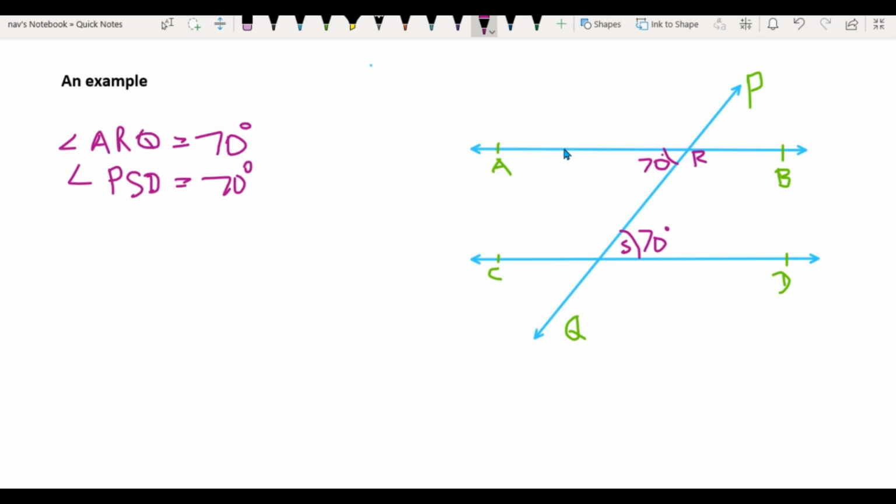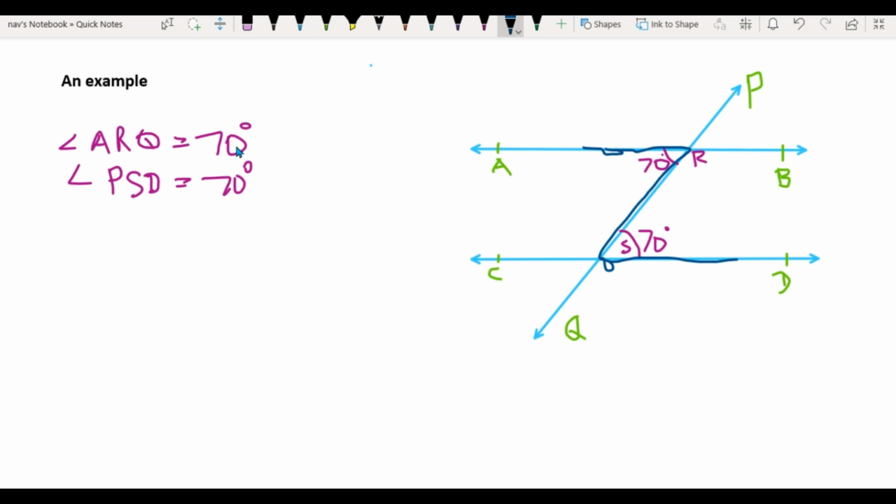See, a Z shape is formed here. Let me highlight that. Here you can see the Z shape, right? We already know that this Z shape stands for alternate interior angles. In the inside corners of this Z shape, we have the equal angles, 70 degrees and 70 degrees. So the alternate interior angles are equal.